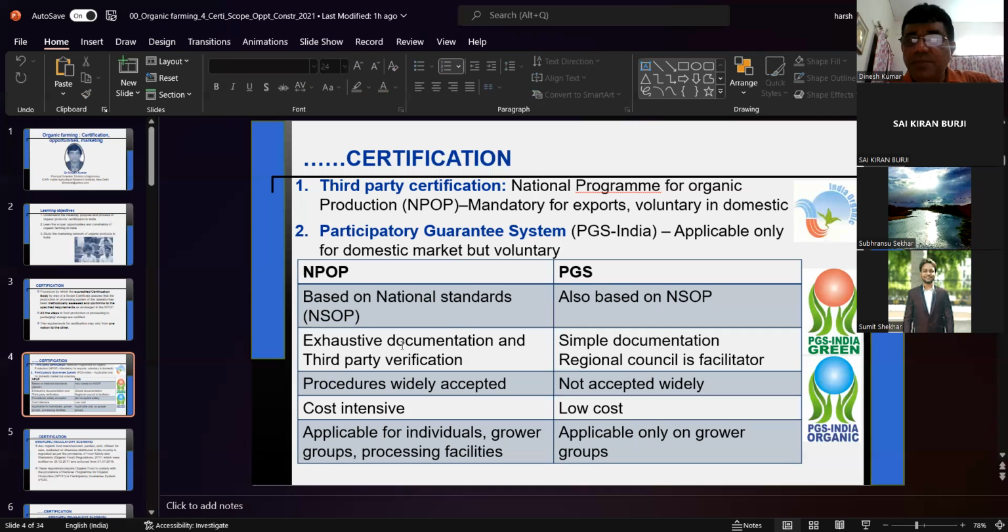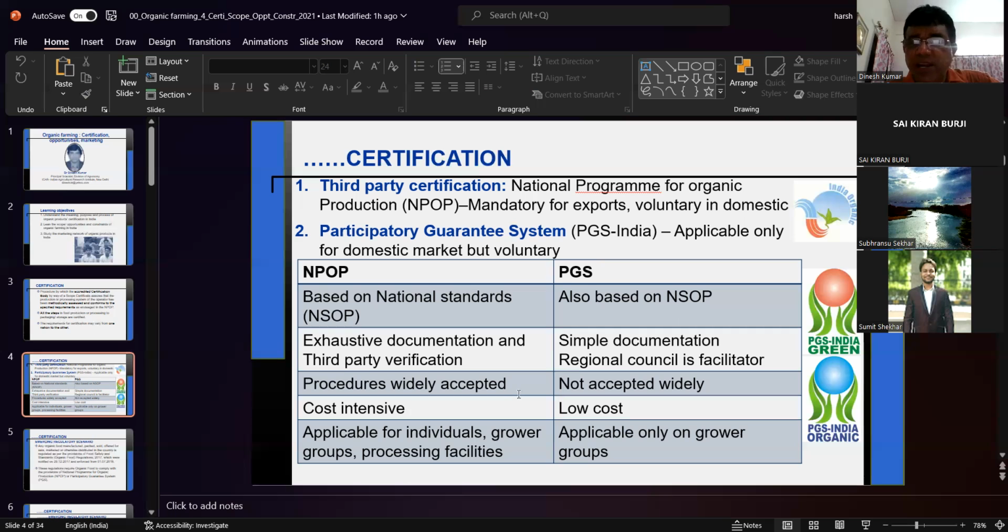NPOP involves very exhaustive documentation and third-party verification. And PGS has very simple documentation. A regional council acts as a facilitator. If you are interested in knowing more details about PGS, I can provide you one document, and that will give you the details of the Participatory Guarantee System. It is not possible to cover PGS and NPOP in detail in this course. But Dr. Y.V. Singh will teach you something in detail on PGS. I'm just introducing you to the topic.